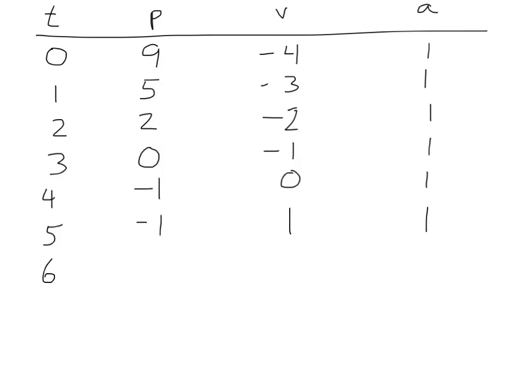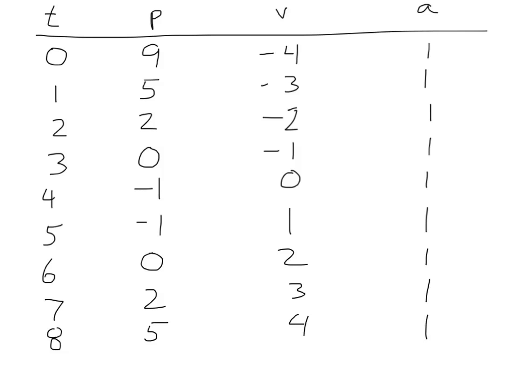At time 6, my position was -1. It changes by +1, so my position is 0. Velocity moves up to 2, and acceleration is 1. At time 7, this is 2, this is 3, this is 1. At time 8, this will be 5, and 4, and 1.